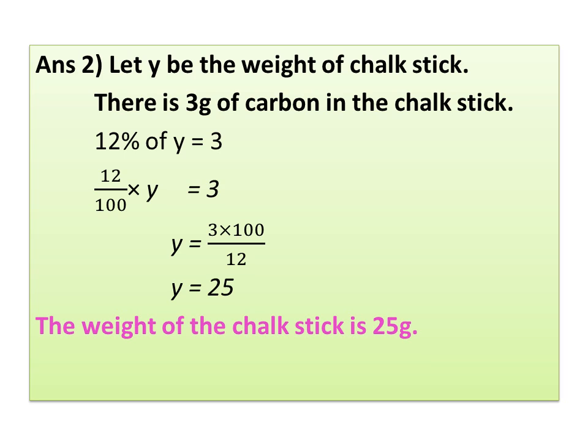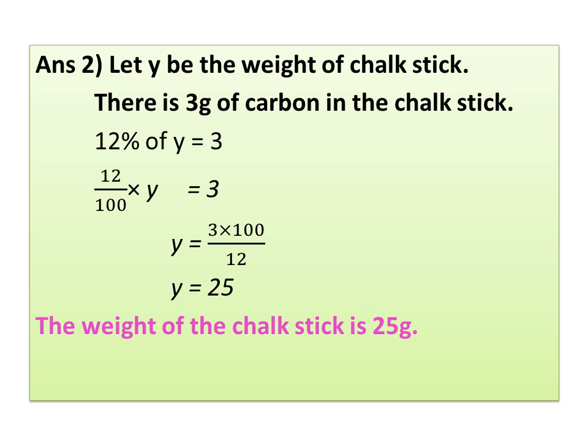Okay children, question number 7, second question. Find out the weight of the chalk stick. First of all, let Y be the weight of the chalk stick. You can write any letter, but I have taken Y. There is 3 gram of carbon in the chalk stick, that is given in the question. And the percentage of carbon, that we also got in the first answer, is 12%. So 12% of Y is equal to 3. 12% we can write as 12 upon 100 multiplied by Y equal to 3. In the next line we have to take Y separate.